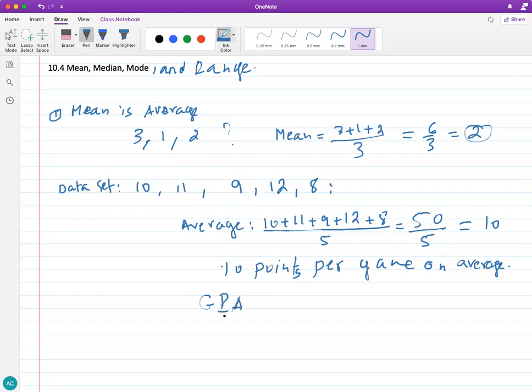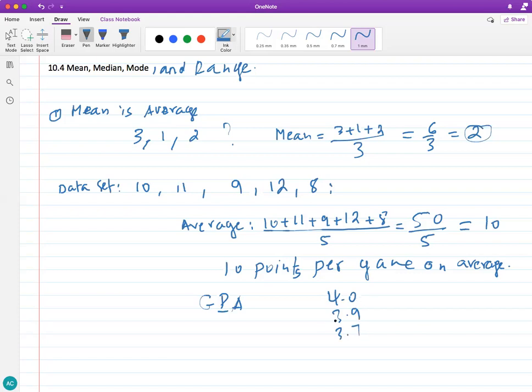So grade point average, depending on the formula, depending on how many credits each class is worth. On average, your GPA is calculated. Say you have 4.0 in math, 3.9 in philosophy, I don't know, 3.7 in another class, and so on.